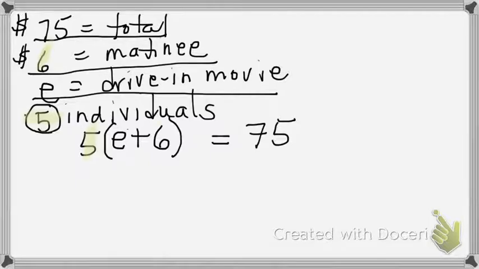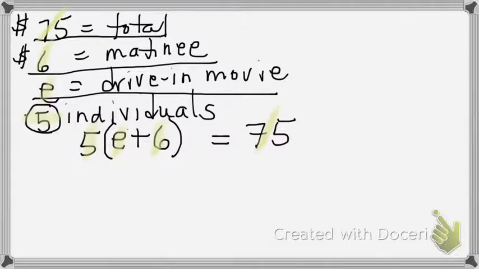We have our $6 for the matinee. We have our E for every person. That's our unknown. And then we have our 75 over here. So we have all of our information in here. And we know it's right because the left side and the right side have to equal each other. Therefore we have the equal sign in the middle.